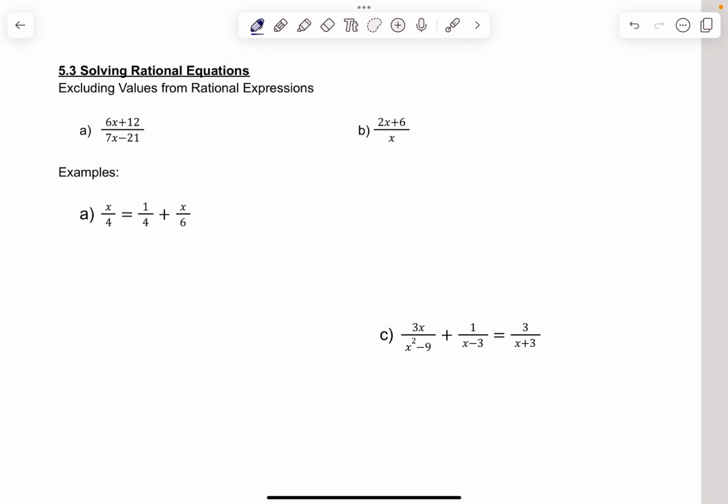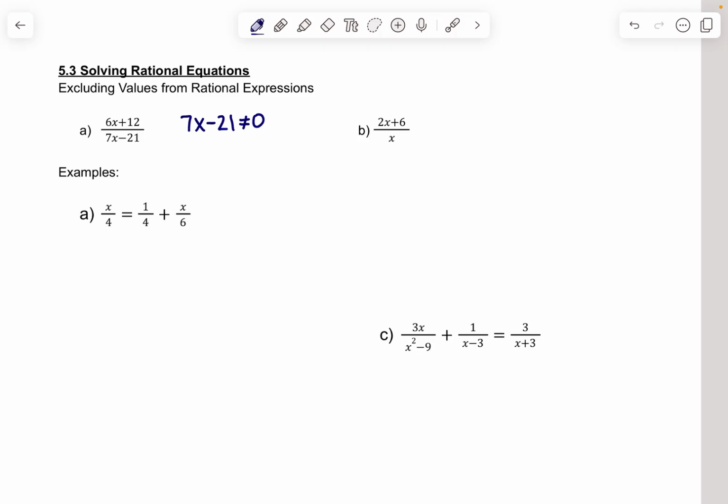All right, 5.3, solving rational equations. The first thing we're going to do is review excluding values. So we're looking at our restrictions. Remember, our restrictions come from our denominator. So on this first one, our denominator is 7x minus 21. We're going to say that that cannot equal 0.